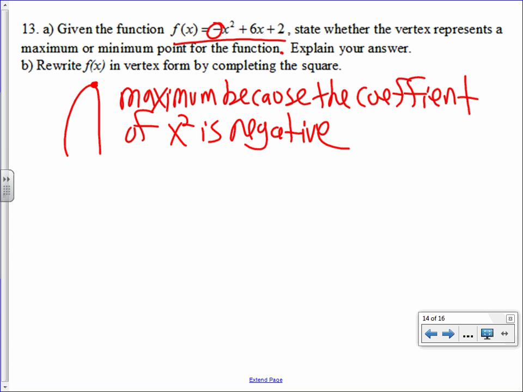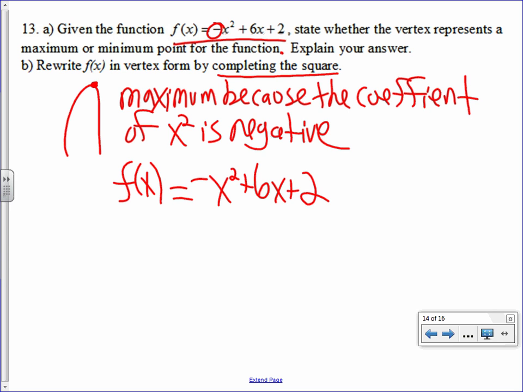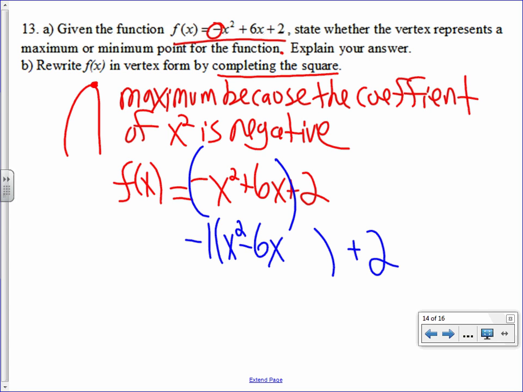Now it says B, rewrite it in vertex form by completing the square. First of all, completing the square only has to do with the variables. So I'm going to say ignore the 2 for now. Don't even worry about it. I don't want this negative in front, so I have to factor out a negative 1, which is going to make it x squared minus 6x. And I'm going to put plus 2 at the end.